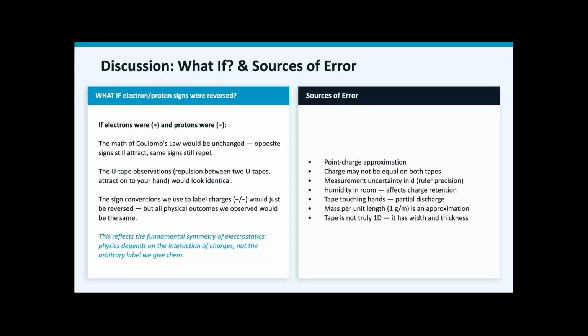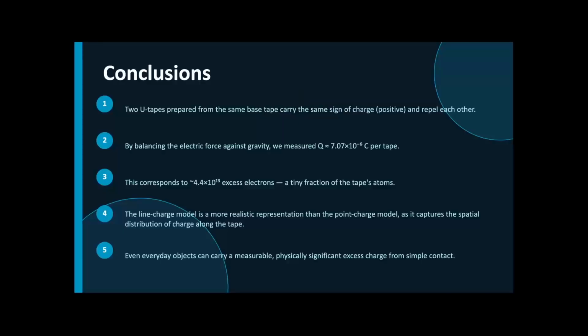Two final questions. What if electrons were positive and protons were negative? The physics would be identical. Coulomb's law only depends on the magnitude and sign relationships of charges. Sources of error include the point charge approximation, measuring D precisely, humidity affecting charge retention, handling the tape, and the assumed mass per unit length of 1 gram per meter. We determined that a piece of Scotch tape carries approximately 7.07 times 10 to the negative 6 coulombs of excess charge.